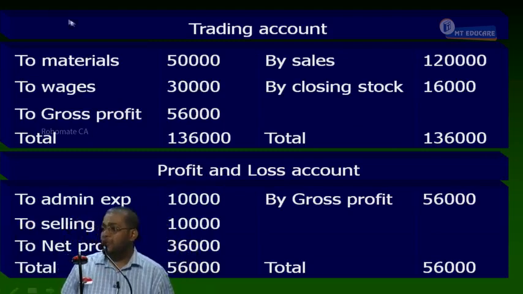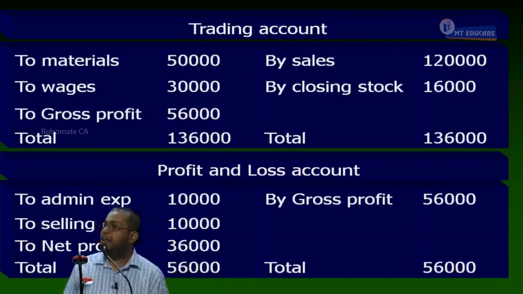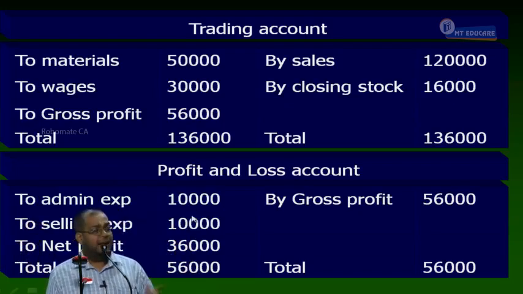Yes or no? So the 80,000 manufacturing cost expires only to the extent of what? 64,000, cost of goods sold. Does not expire to the extent of what? Closing stock, 16,000, goes to the next accounting period. Point number 1 accepted. But in case of administration and selling, how much is debited?